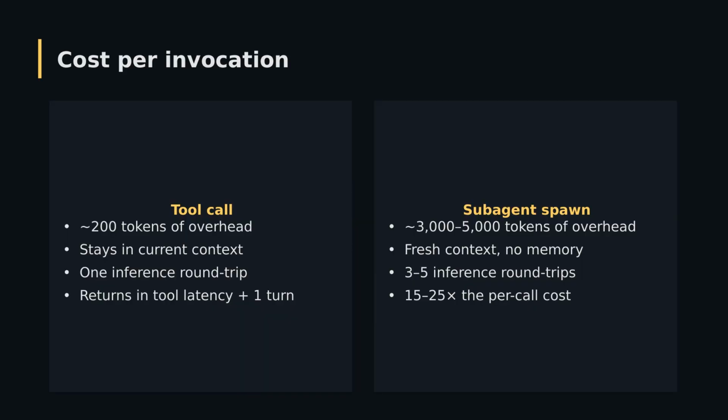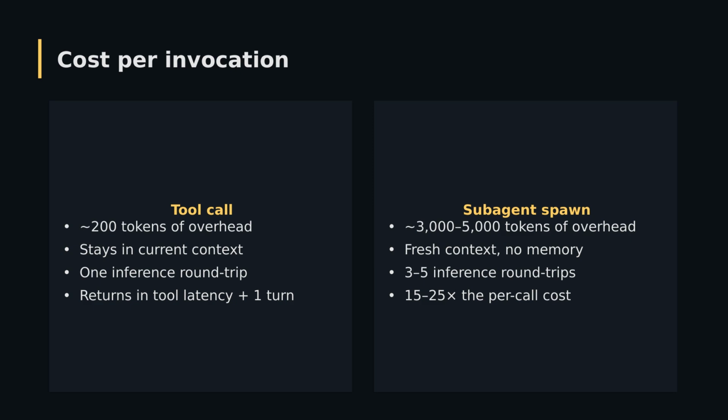When you spawn a subagent in the Anthropic Agent SDK, you're paying for an entire new conversation. The system prompt, the tool schemas, the orientation context, all of it retokens from scratch. A subagent invocation typically runs 3,000 to 5,000 tokens of overhead before it does any actual work. A tool call, by contrast, is just one more turn in your existing conversation, maybe 200 tokens of overhead, total. That's 15 to 25 times the per-call cost.